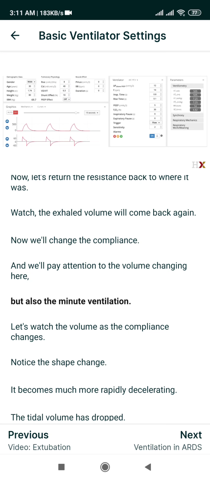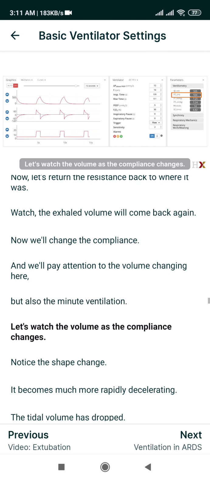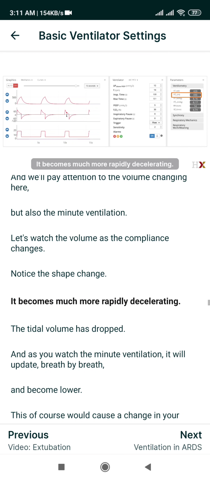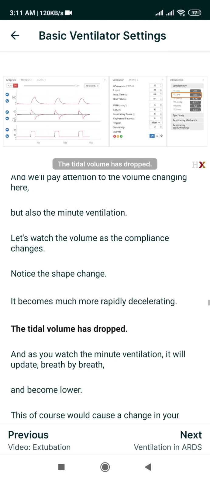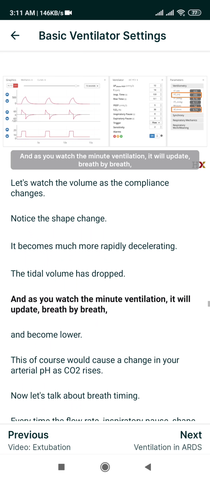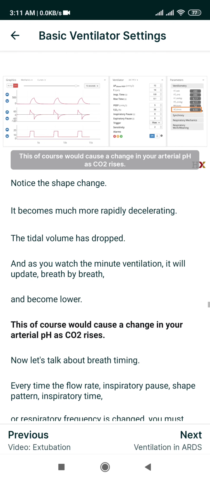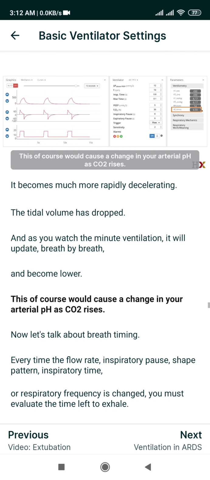Let's watch the volume as the compliance changes. Notice the shape change. It becomes much more rapidly decelerating. The tidal volume has dropped, and as you watch the minute ventilation, it will update breath by breath and become lower. This, of course, would cause a change in your arterial pH as CO2 rises.